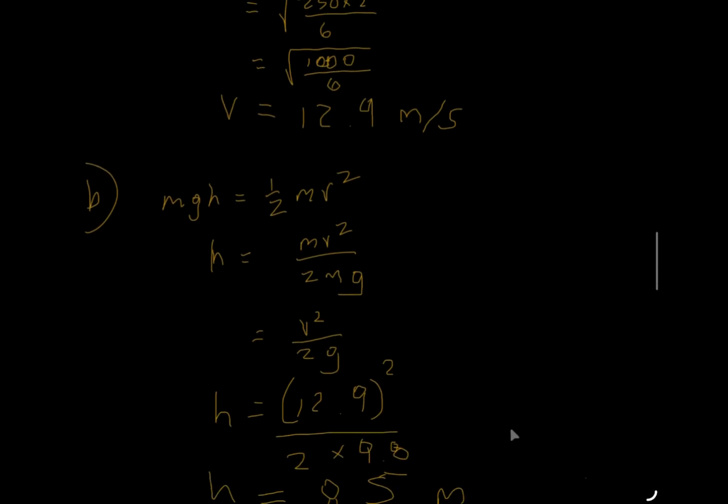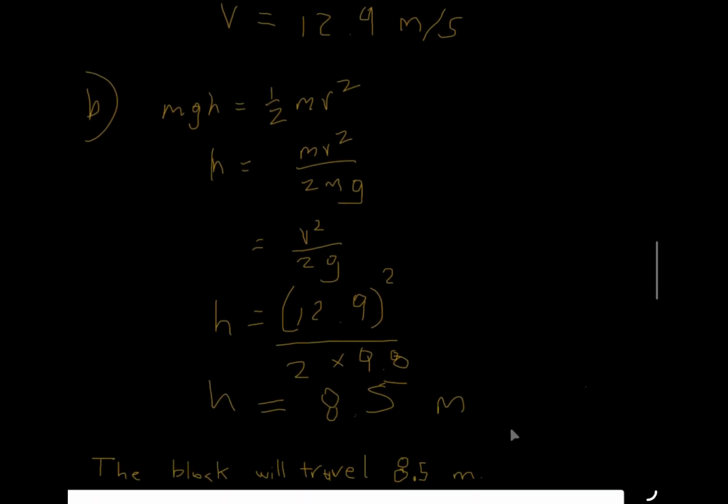And so substituting numbers, where v we got was 12.9 from above, so we plug in 12.9 squared at the numerator, and then 2g is 2 times 9.8, where g was the acceleration due to gravity, which we take to be 9.8. Solving that gives you h is equal to 8.5 meters. So the block will travel up the hill, as I said, 8.5 meters.